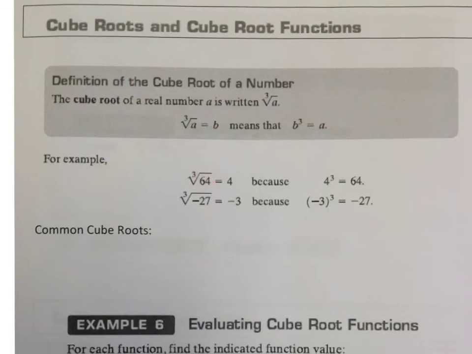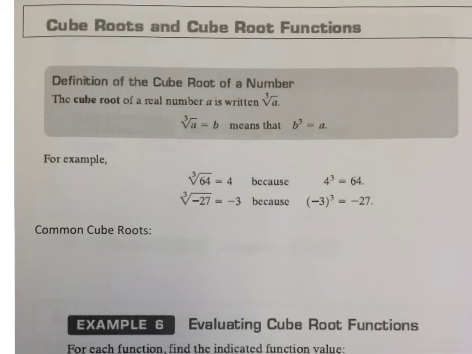Cube root of 64. It's going to equal 4, and the reason why is because 4 cubed is 64. So if I can take 4 and cube it, get 64, then the cube root of 64 is just going to be 4. Same thing with negative 27. By the way, we can now take the cube root of a negative.